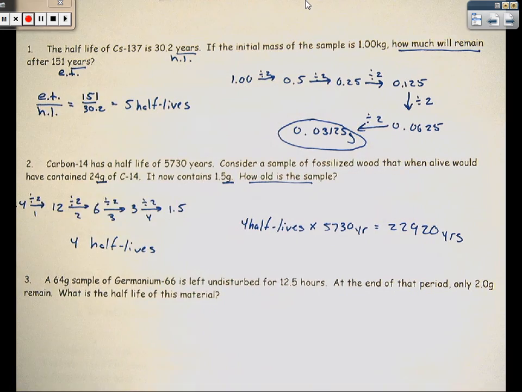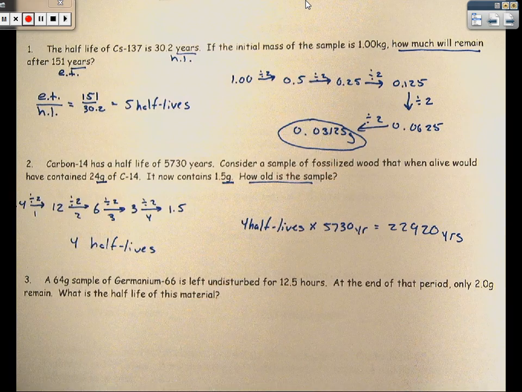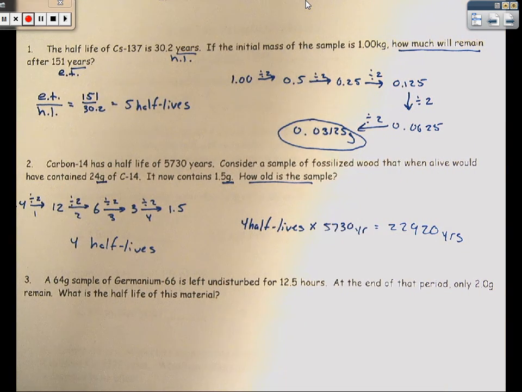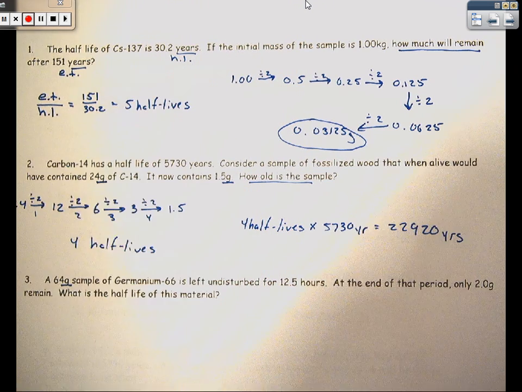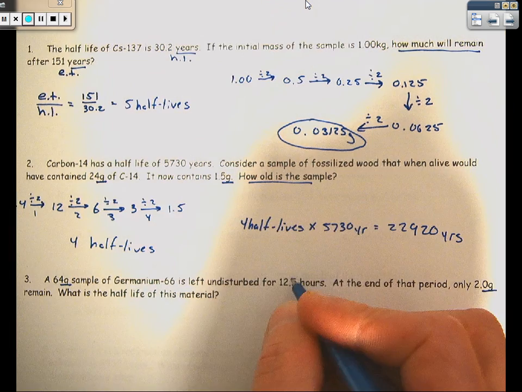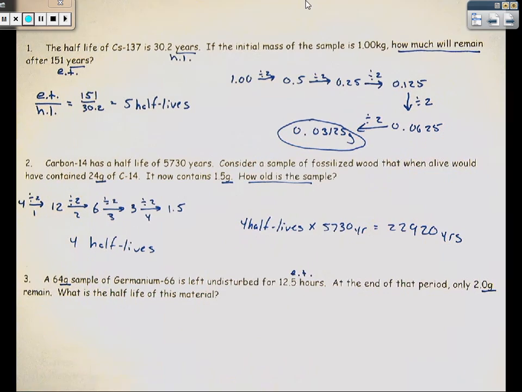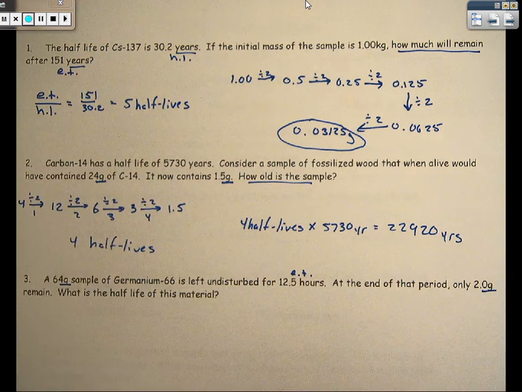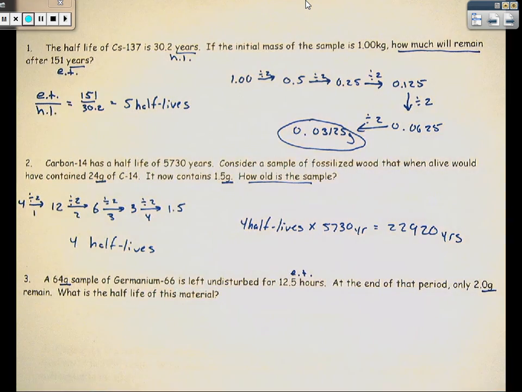On the last one here, this is another example of the one where we're given some grams. We have 64 grams, and we have 2 grams here. This time we're going to try to figure out what the half-life of the material is. We know the elapsed time, but we don't know what the actual half-life is. So a little different approach this time, but we're going to still start by figuring out how many half-lives have gone by. On every one of these, you start out by figuring out the half-lives.